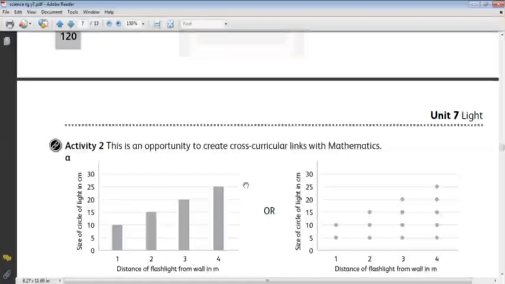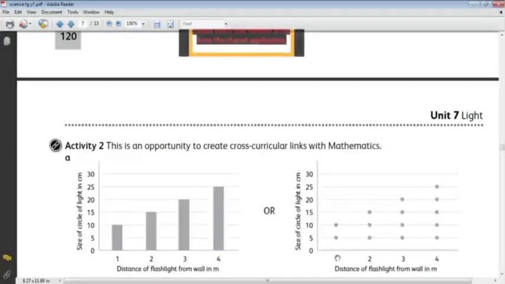This is a bar chart. And this is a dot plot. It is the same. We have the same data. It shows us the same thing. So the second question that we have: do they have the same pattern as you? Is the pattern here similar to the pattern that we found in activity 1?